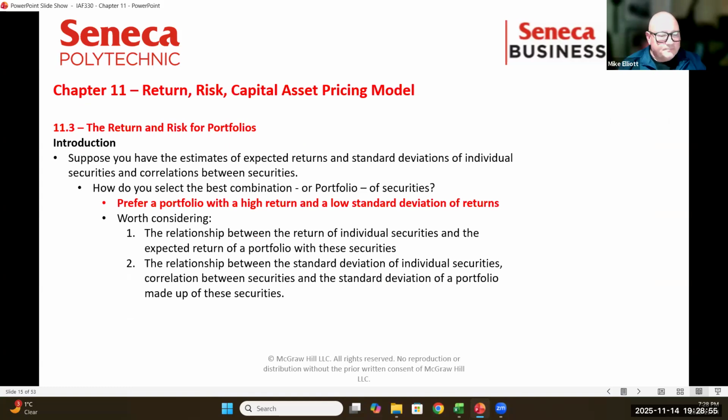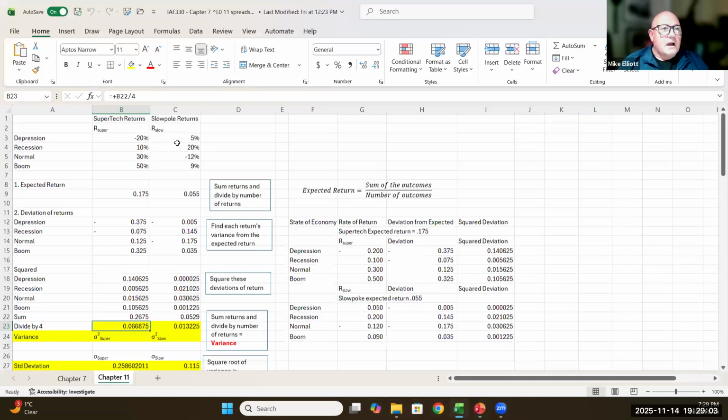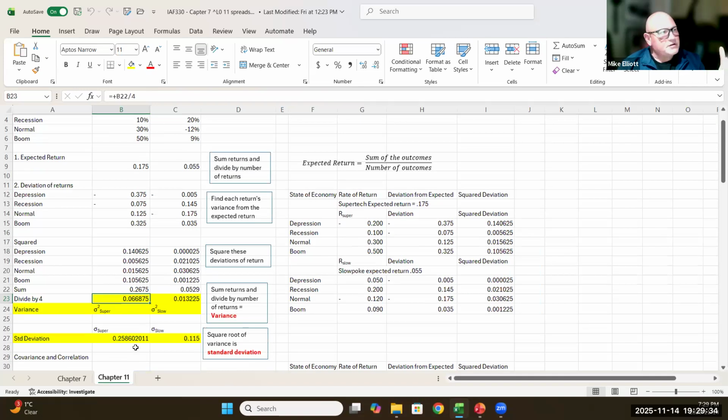So far what we've done is we have two stocks. How do those stocks perform in all four states? This is how they perform. The expected return is the mean of all those four states. Then we have to figure out how each one of those states deviates from the expected return of the mean. We square that so we can get rid of any of the negatives involved and try to amplify the larges and minimize the smalls, and that gives us our variance. When we take a square root of the variance, we end up with a standard deviation.